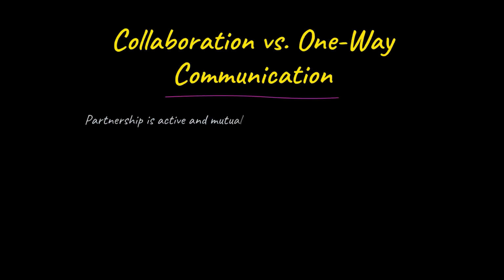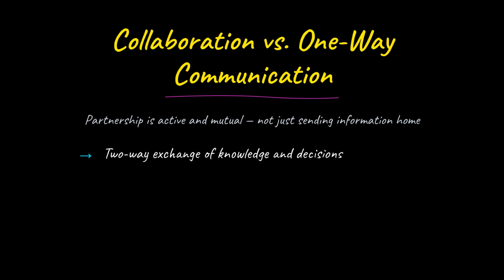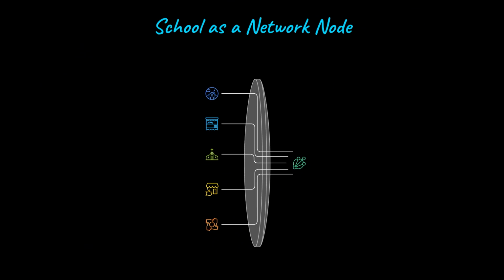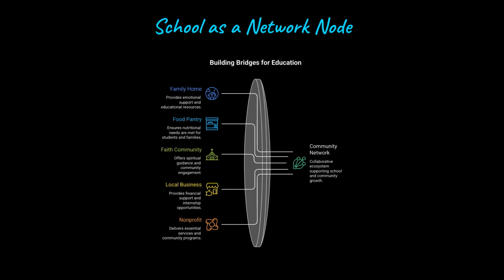The critical distinction is that collaboration is two-way. Sending a newsletter home is communication. It is not collaboration. True collaboration means families and community partners contribute knowledge, shape decisions, and share responsibility for outcomes alongside the school. The framework pictures the school not as an island but as one node in a wider network.